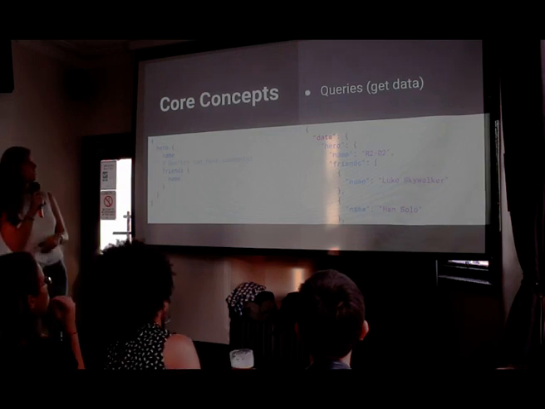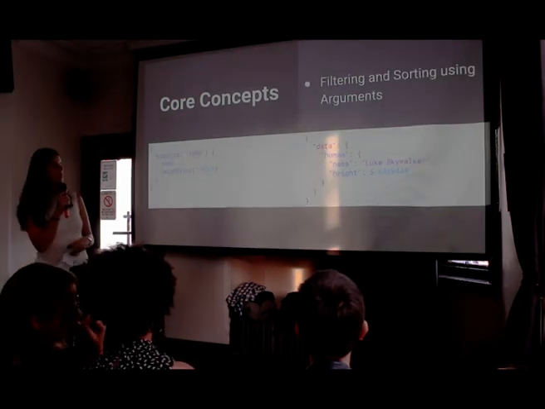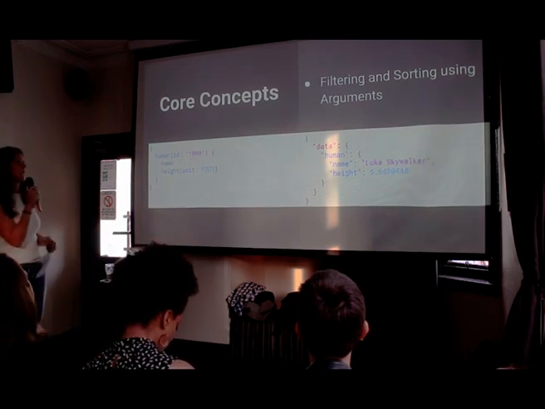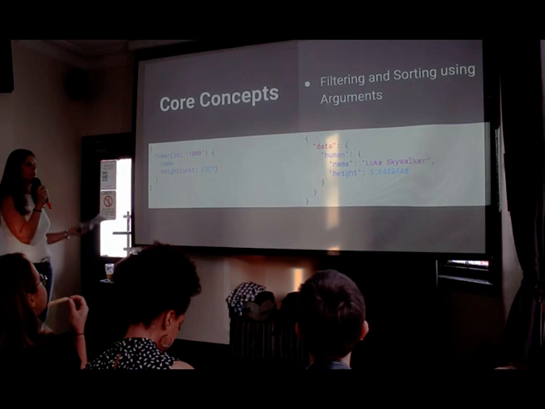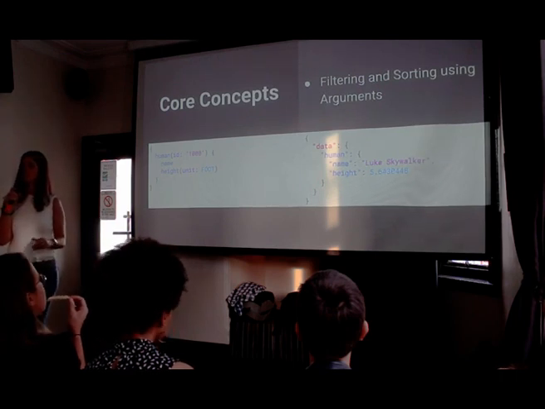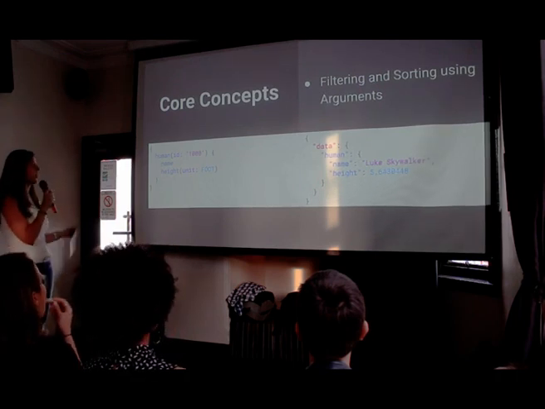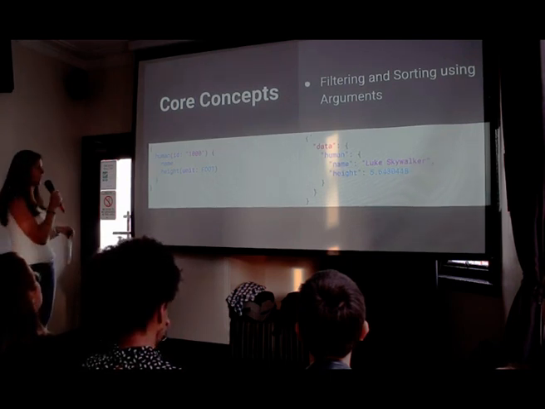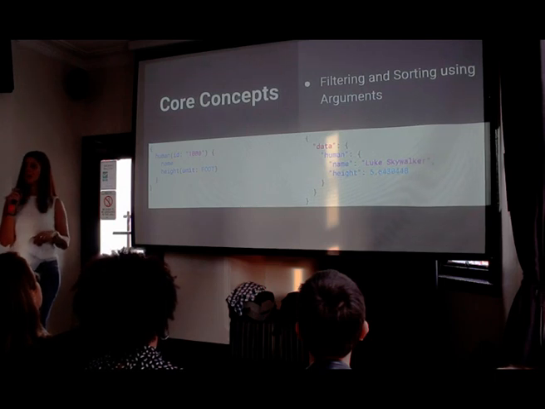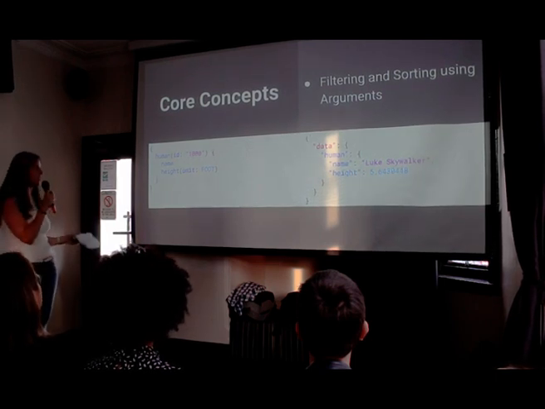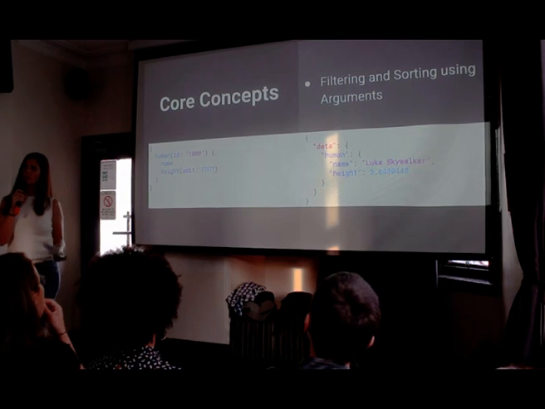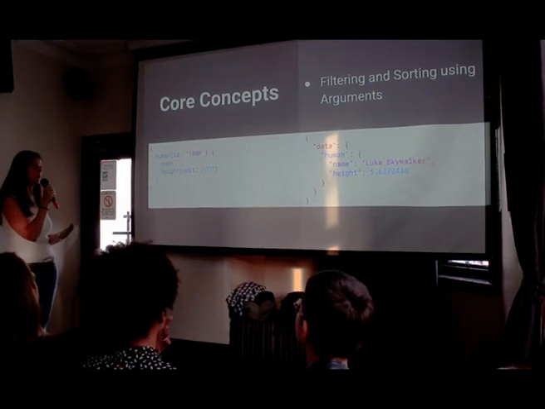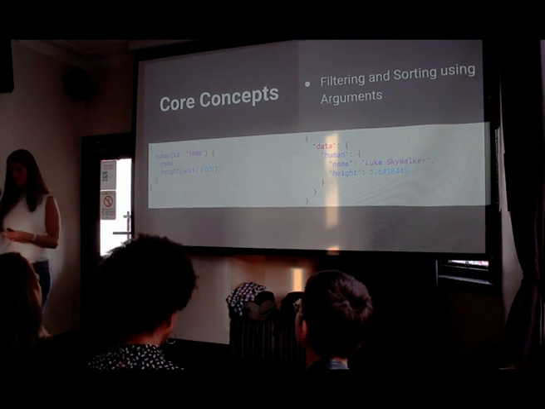Another concept is filtering and sorting using arguments. If you needed to select one specific ID when you do the query, you can just use arguments. All the fields and all the objects inside the GraphQL query accept arguments. So in this case here, you just pass in the ID. When you run the query, you get a specific response, filtered for the specific ID.